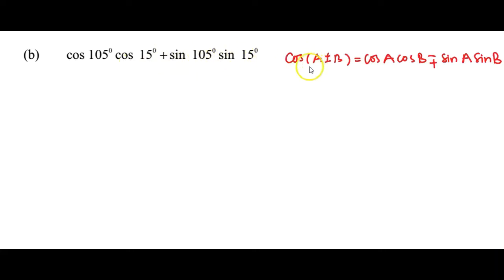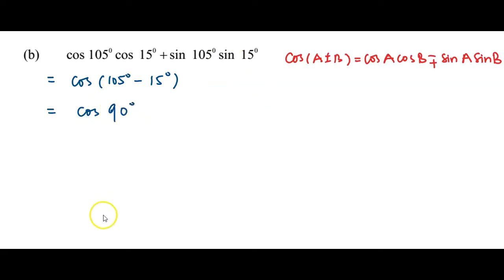For question B, you have cos 105 cos 15 plus sine 105 sine 15. This relates to the compound angle formula for the cosine: cos A cos B plus sine A sine B. If this is a plus, then when you write it in the compound angle, it will be cos (A minus B). So we can rewrite this into the form cos (A minus B), where A is represented by the 105, and B by the 15. Now you have 105 minus 15, which is equal to cos 90.